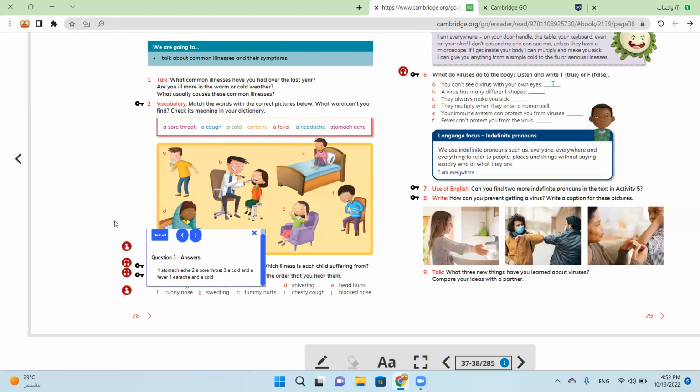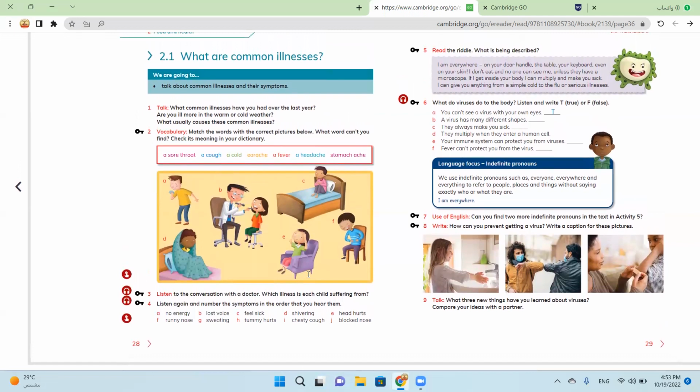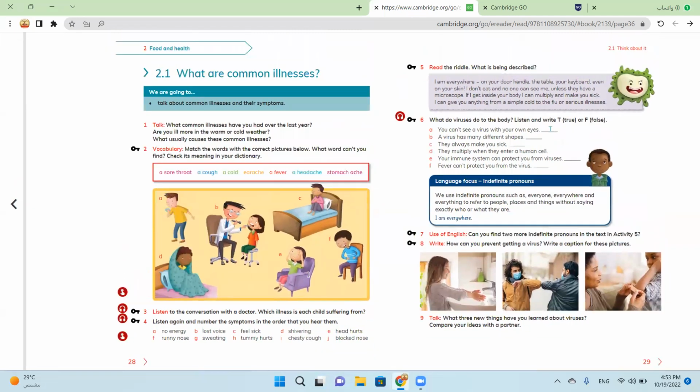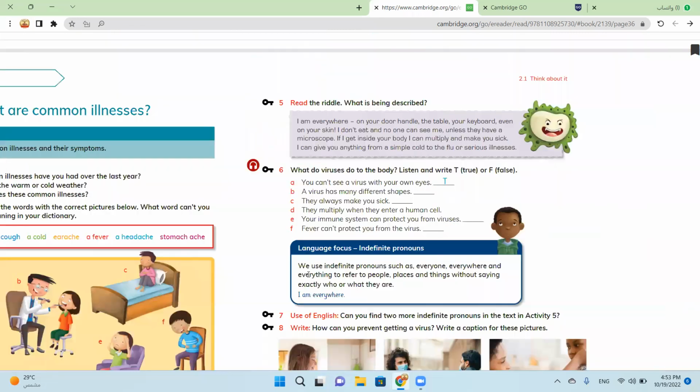We can move to activity 4. Listen again and number the symptoms in the order that you hear them. So I want you to replay the video and do activity 4 by yourself. Activity 5, it's a read the riddle. What's being described? Let's start reading together and try to solve the riddle.